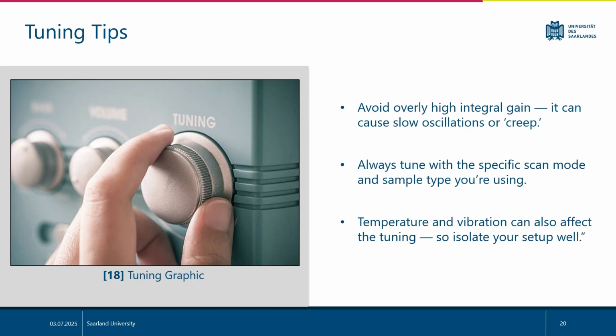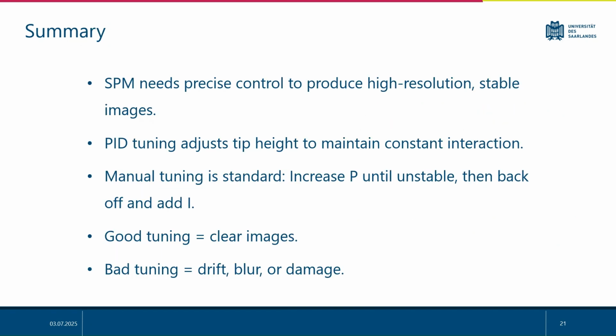To summarize everything, SPM systems like AFM and STM rely on PID controls to maintain precise tip-sample interaction during scanning. Manual tuning of PID gains, especially adjusting P and I, is standard practice, tailored to each sample and scan mode. Improper tuning leads to noise, lag, or instability, while well-tuned gains enable clear, high-resolution imaging. Ultimately, successful tuning combines control logic, system hardware, and operator judgment.